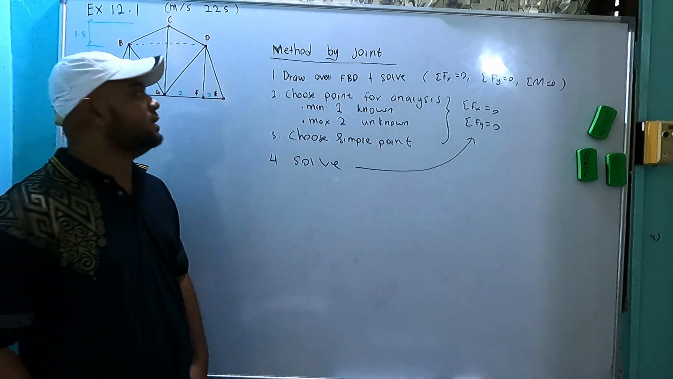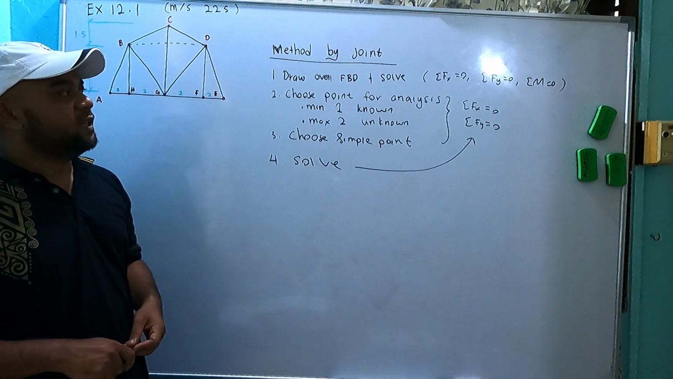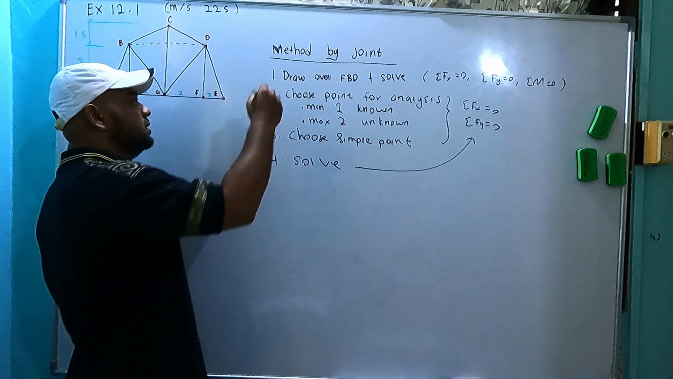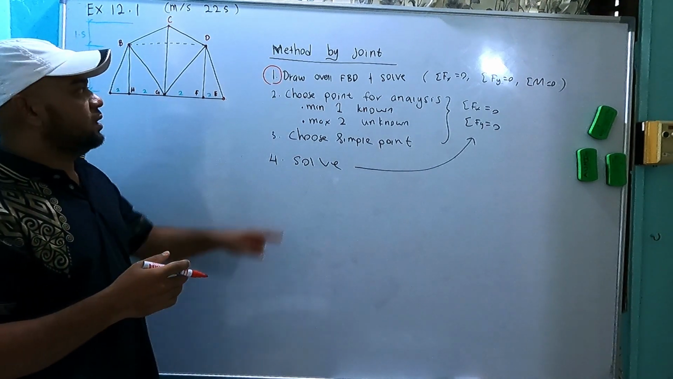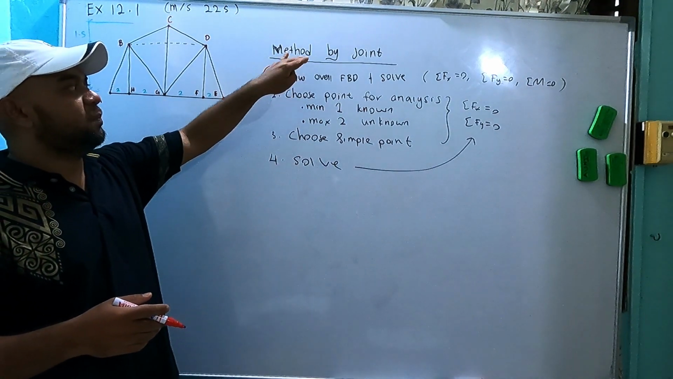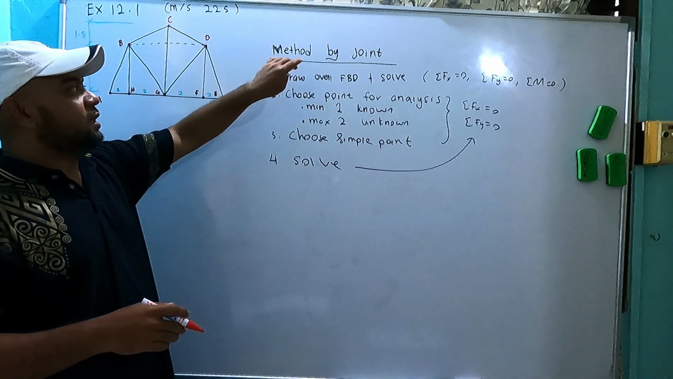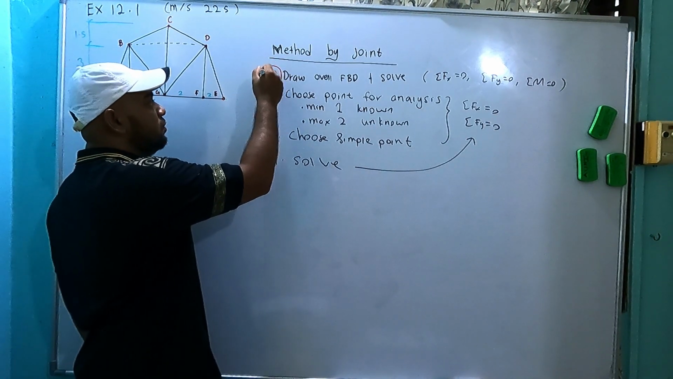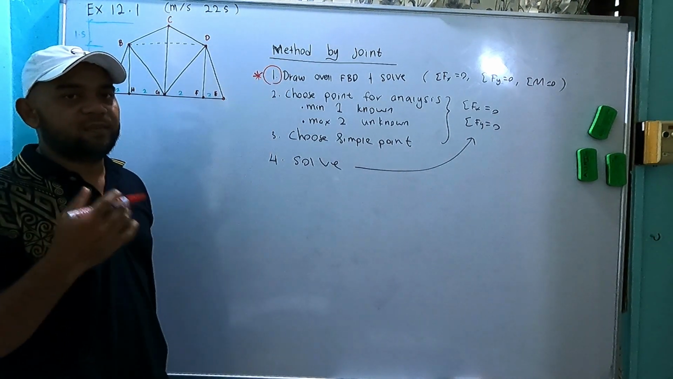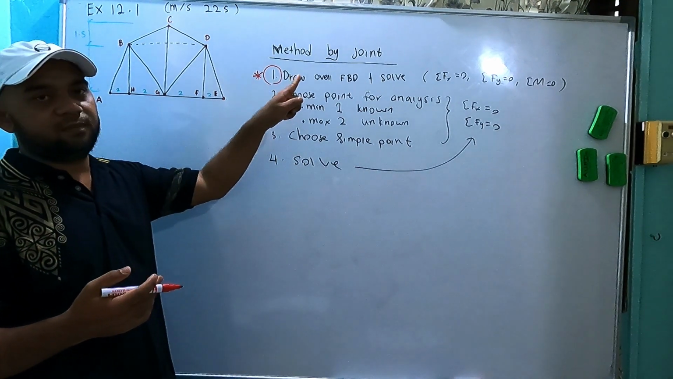For our guideline, the first one is to draw overall free body diagram and solve first. This first step is actually applied to both methods. Even if you want to solve using either method by joint or method by section, the first step must be done. It doesn't matter which method you want to use.